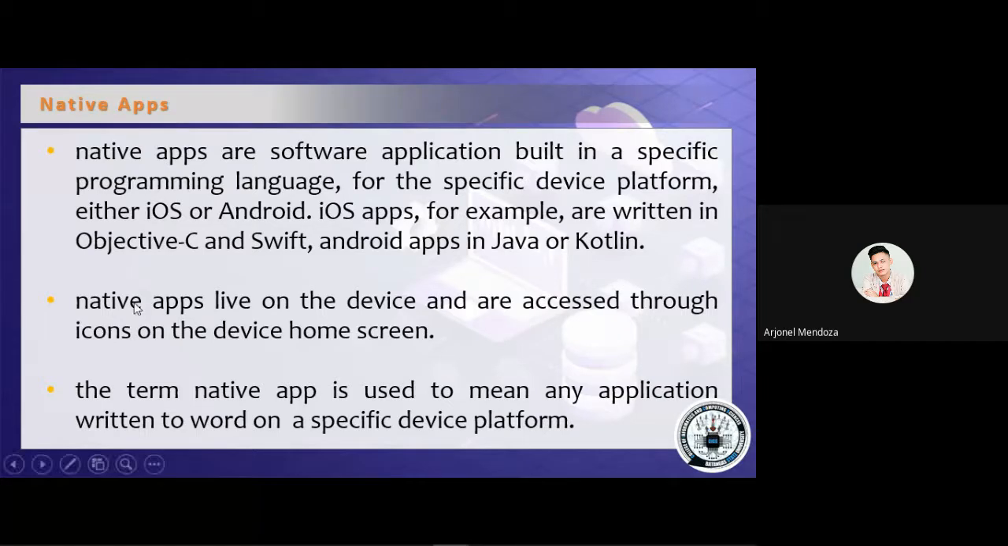So first, native apps. Native apps are software applications built in a specific programming language for the specific device platform, either iOS or Android. iOS apps, for example, are written in Objective-C, Swift, Android apps in Java or Kotlin. So native apps live on a device and are accessed through icons on the device home screen. So the term native app is used to mean any application written to work on a specific device platform.